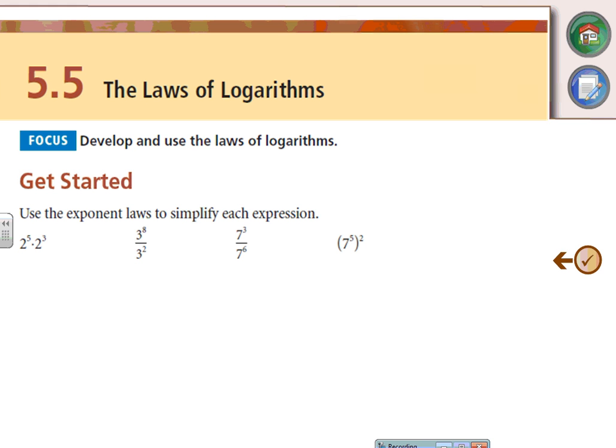Before we get into logarithms, though, we want to get your exponent laws all down. So let's just remind ourselves of those. Let's do these a couple times here again. So 2 to the 5 times 2 to the 3. We're multiplying like bases. If you're multiplying, we add the exponents. So that's 2 to the 5 plus 3, which is 2 to the 8.